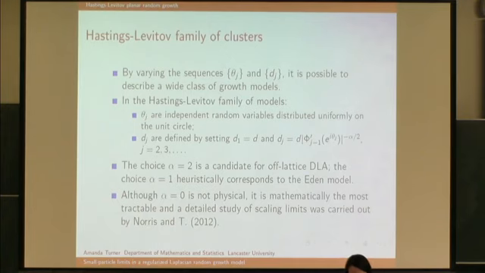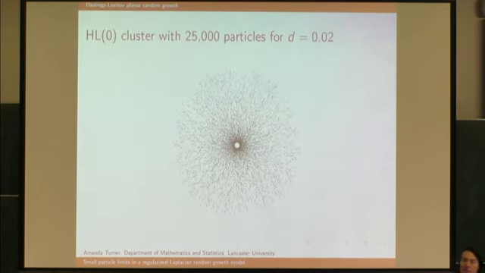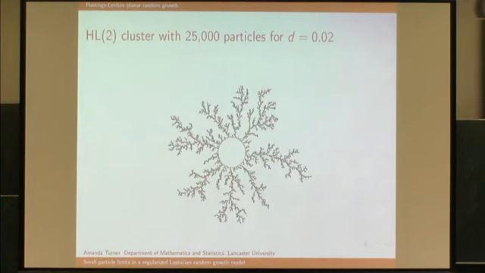Okay, so I'll just show some simulations of what these Hastings-Levitov clusters look like. So this is a simulation of HL0, and you can see it grows roughly like a ball. And here's the one that we're really interested in, HL2. This is the candidate for DLA. You can see this one really is exhibiting this sort of dendrite growth, long fingers growing and fractal type looking arms.